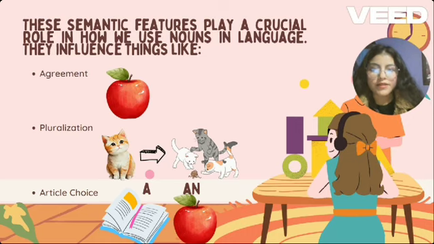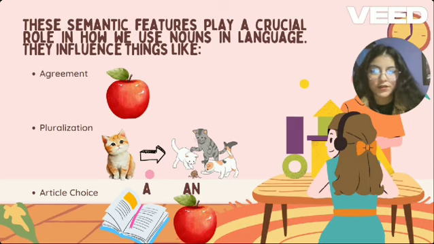Firstly, agreement. These noun features ensure that nouns and their modifiers, such as adjectives and determiners, match in number, gender, and other characteristics. For example, in "the red apple," the determiner "the" and adjective red agree with the noun apple in being singular and masculine.